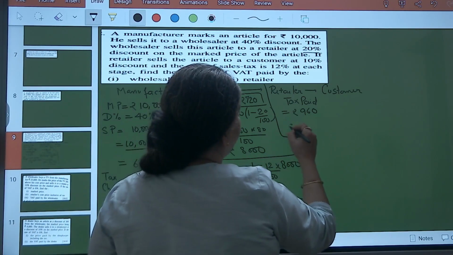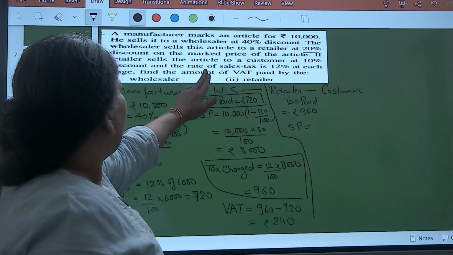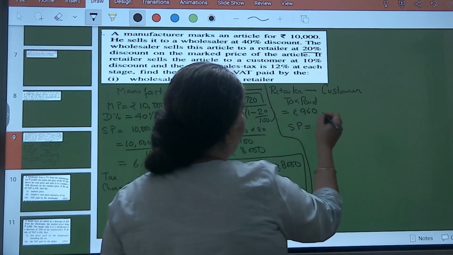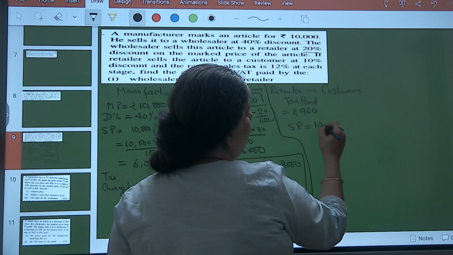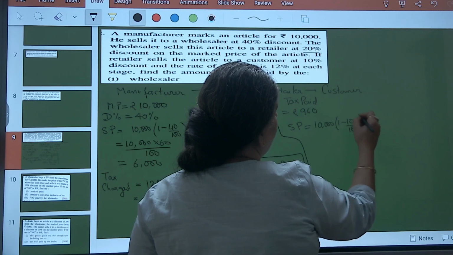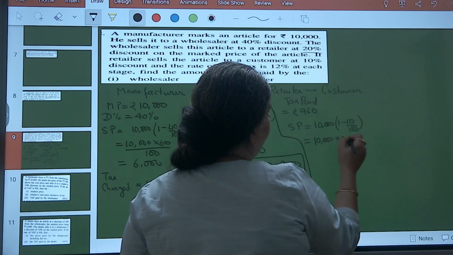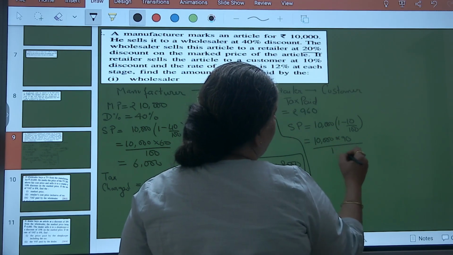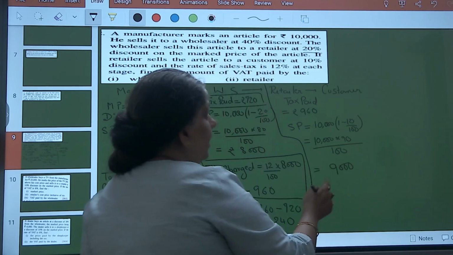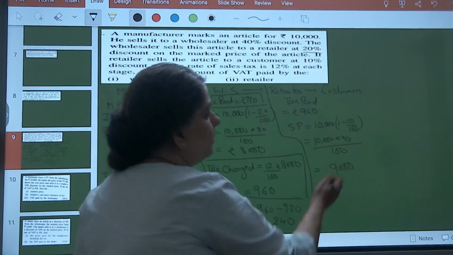Now we'll find the selling price. Retailer is selling the article at 10% discount on the mark price. So now let's see, the selling price of the retailer after the discount will be 10,000 into (1 minus 10 by 100), that is 10,000 into 90 by 100. So the selling price comes out to be rupee 9,000. Now he is selling it to the customer.